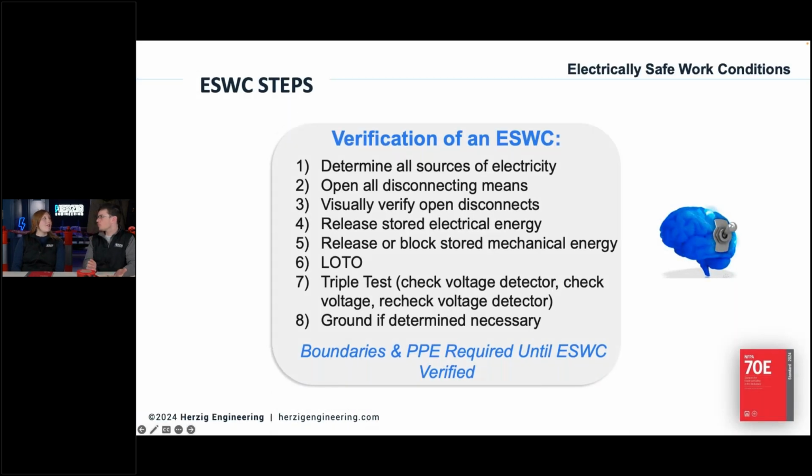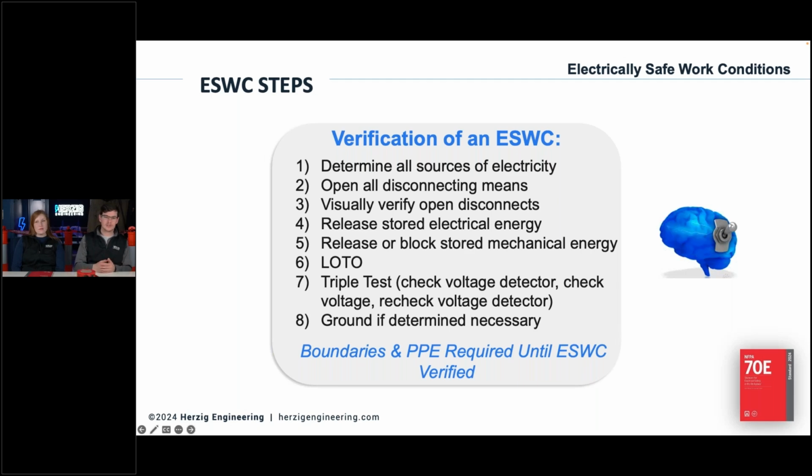You want to determine all sources of electricity. Sometimes you've got more than one source, so you want to make sure you know all of them. Open all disconnecting means. Visually verify when possible. We see disconnects where one of the knife blades is self-welded shut, so only two of them will open. Release stored electrical energy, release or block stored mechanical energy, and lockout tagout with the proper lockout tagout program.